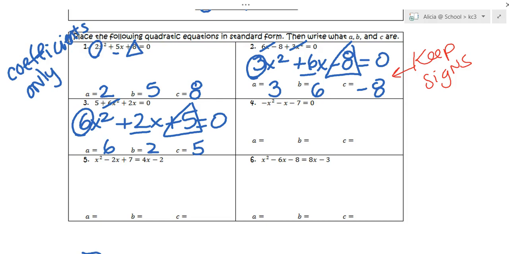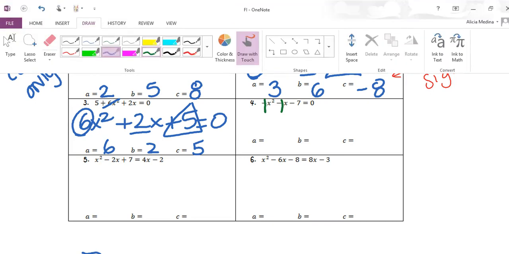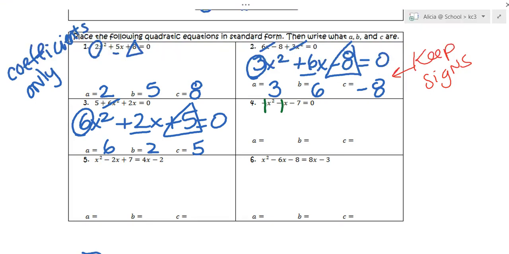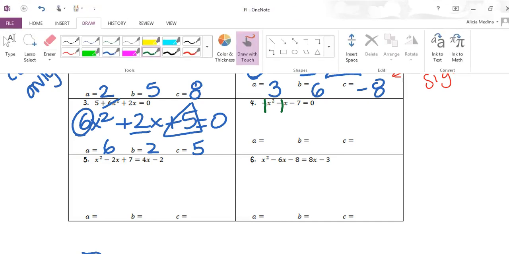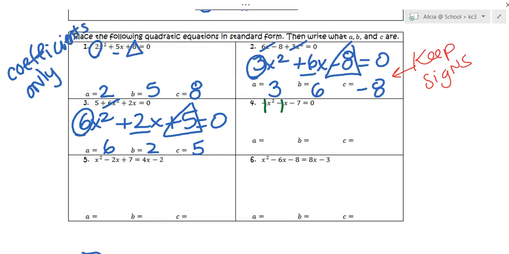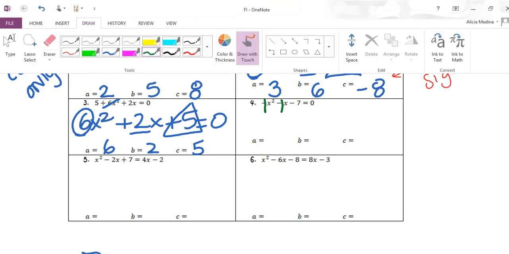Number 4, everything is in order already, all on the same side, so I can just go ahead and identify what A, B, and C are. Remember, anytime you have a variable that does not have a coefficient visible, it is a 1. So that's a 1 and that's a 1. So when I write my variables, A is a negative 1. B is a negative 1.